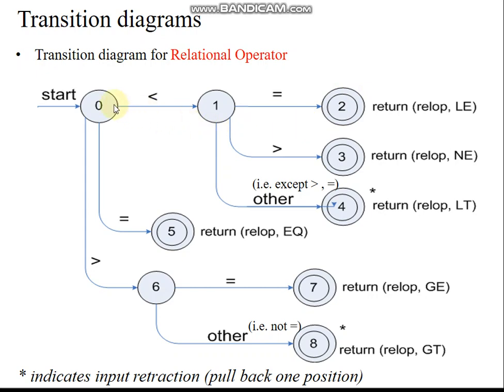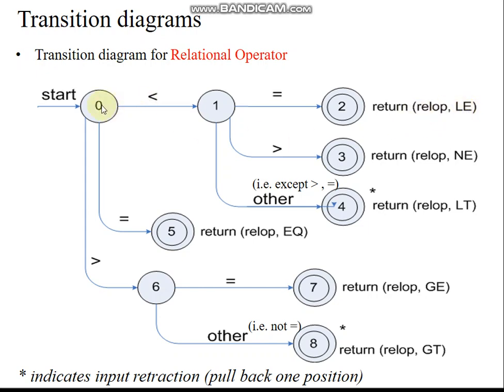For less than or equal, over the less than, it moves from state zero to the first state. Then on the equal symbol, it reaches the accepted final state. So less than or equal is accepted. That means it is recognized as a token by the state transition diagram. From the final state, it returns the relational operator with the name LE.